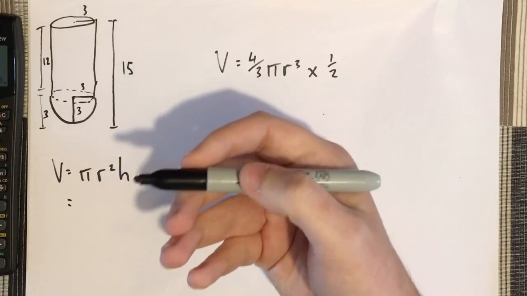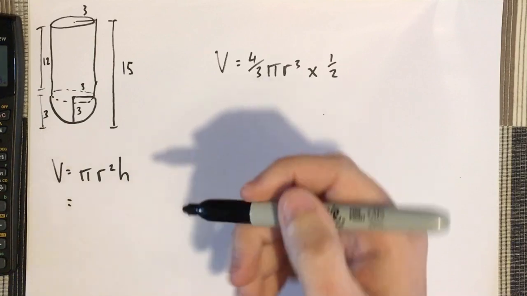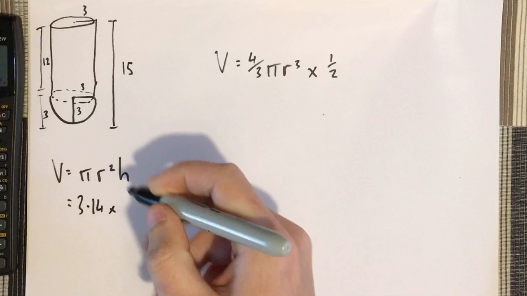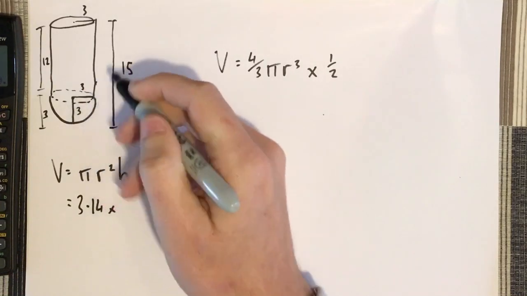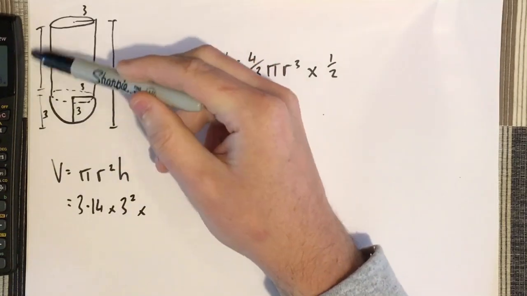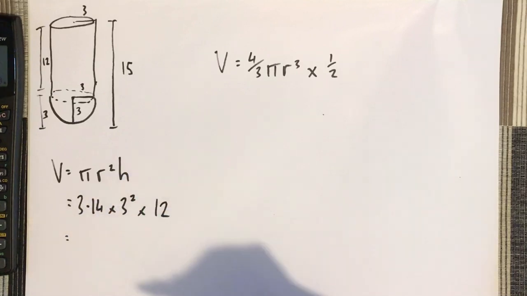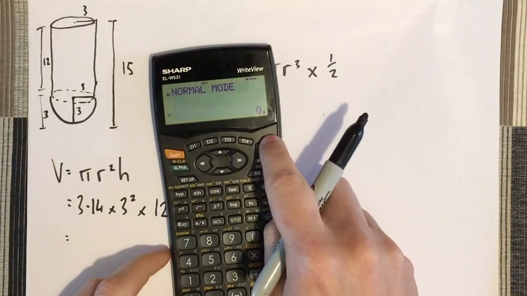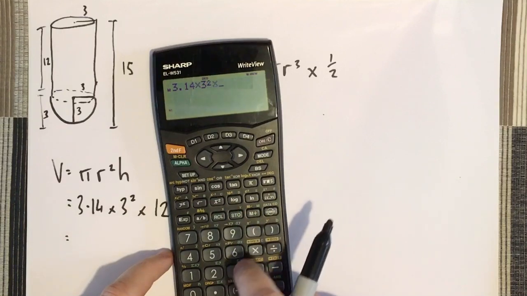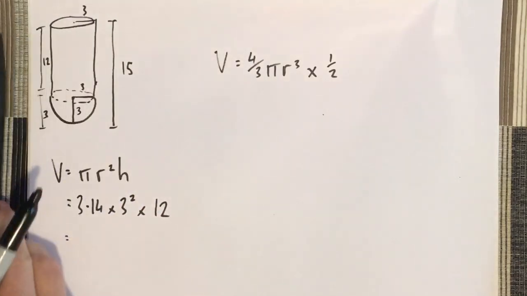You can use 3.14, you can press the pi, but on the calculator it isn't going to make any difference. So I'll use 3.14 here, multiplied by the radius of this cylinder, which is 3, so that is 3 squared, multiplied by the height of just the cylinder, remember, is 12. So I'll do that on the calculator. 3.14 multiplied by 3 squared multiplied by 12 is 339.12.